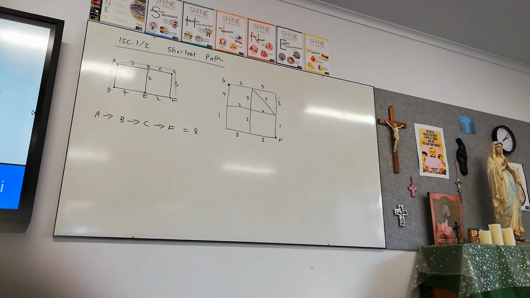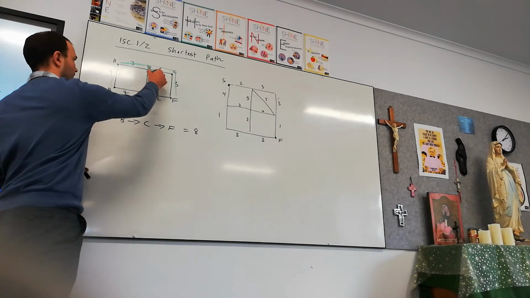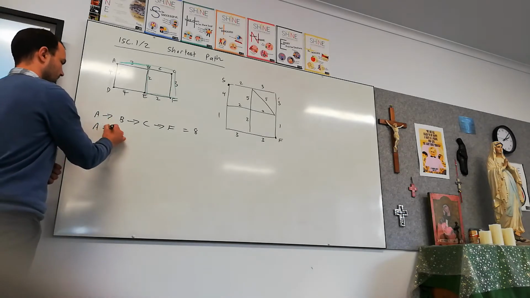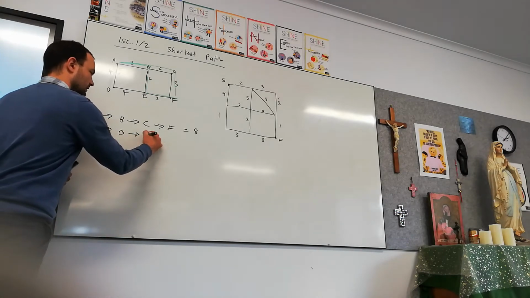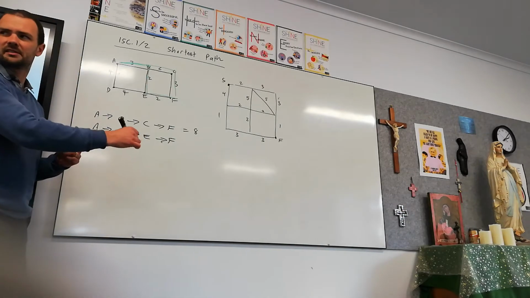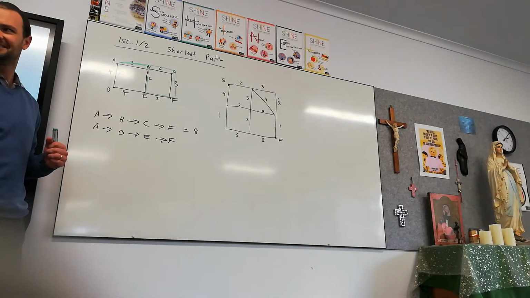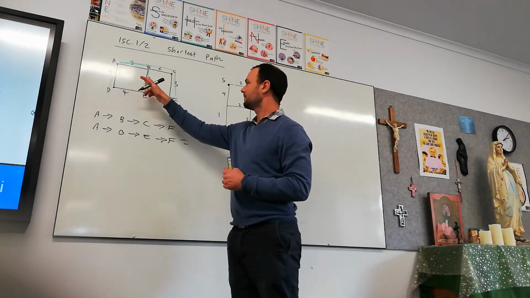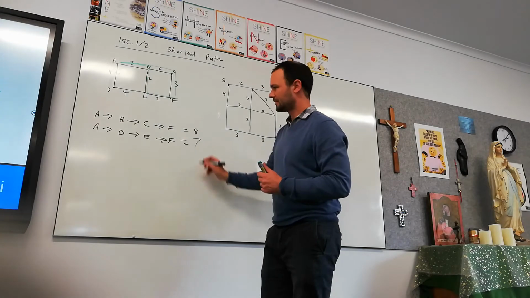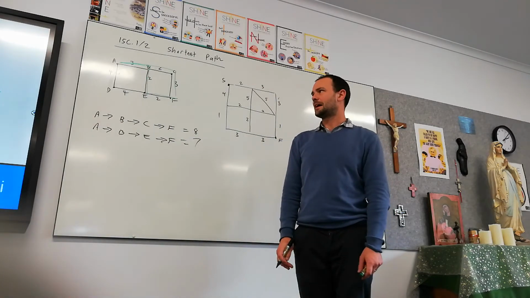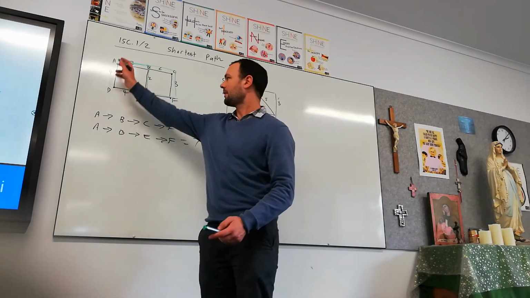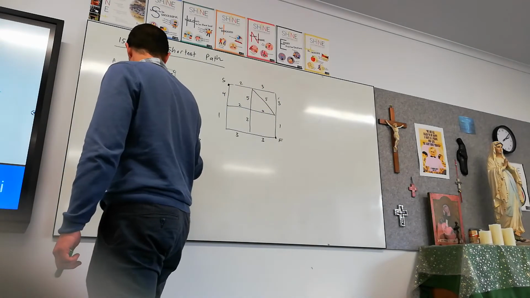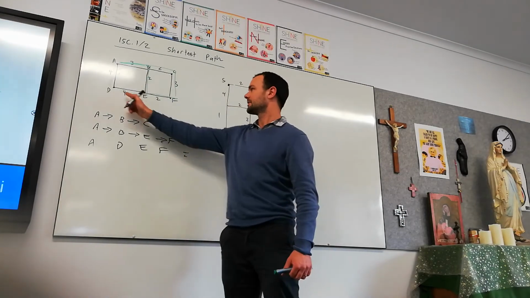Okay? We could go A, B, E, F. So if we go from A to B to E to F, that's going to be a distance of 3, 4, 5, 6, 7. Okay, so that's a bit faster going that way. And then the last part, A, D, E, F. And that's going to be a distance of 8, 10.